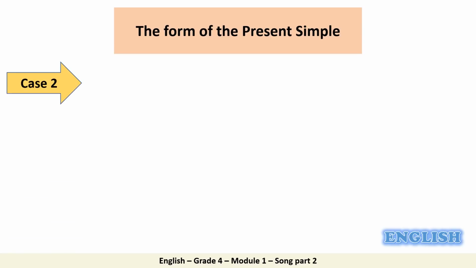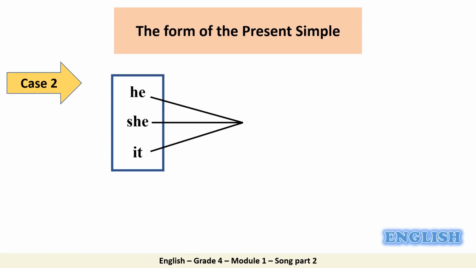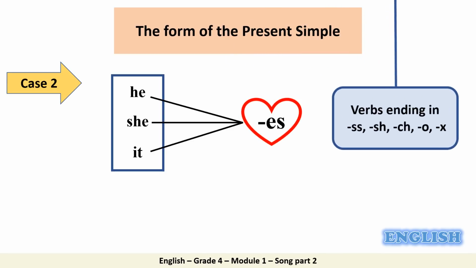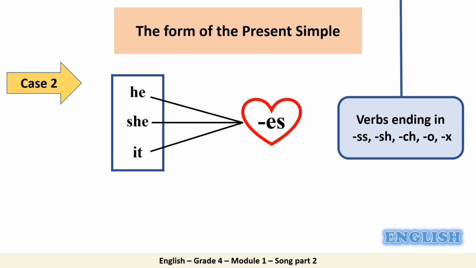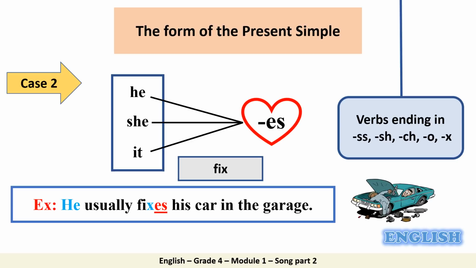Case number 2. He, she, and it love es when the verb ends in ss, sh, ch, o, or x. Let's look at this example with the verb fix. He usually fixes his car in the garage. Do you notice here? ES is added to the verb fix because it ends in X. So it becomes fixes.